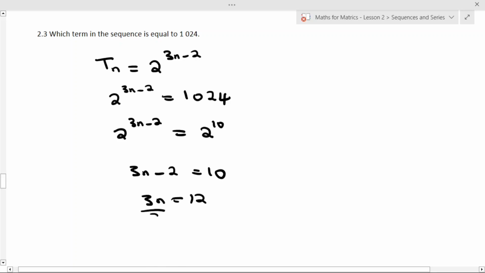We can now divide both sides of the equation by 3. And if we do that, these two 3's cancel each other. 3 goes into 12 4 times. So, n is equal to 4. Therefore, term number 4 is equal to 1024.